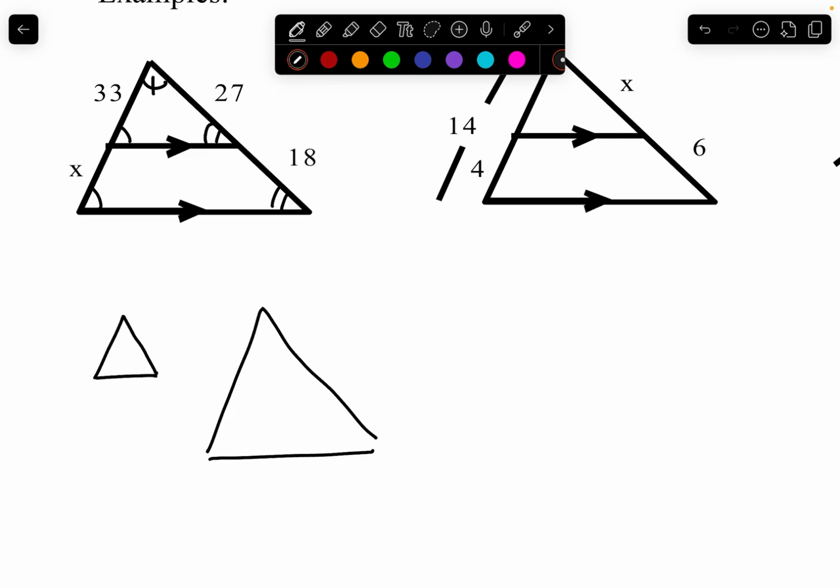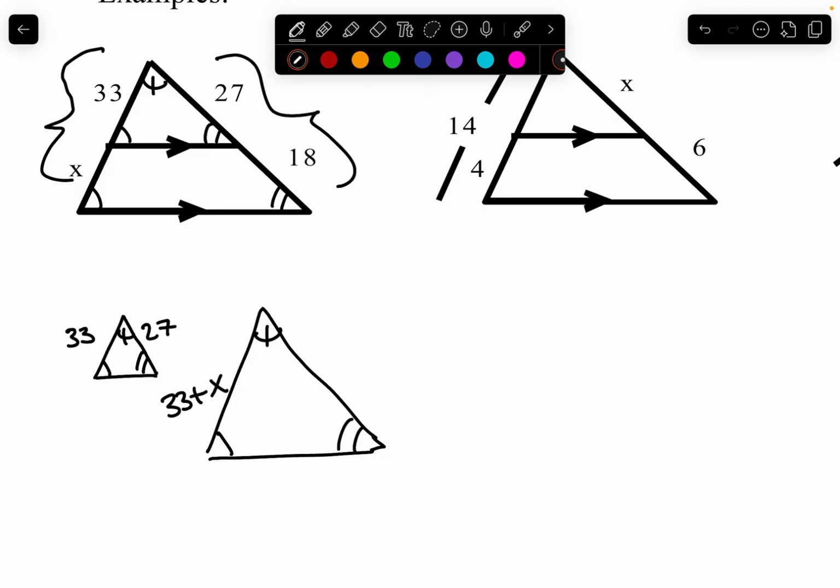So right now I'm looking at the top triangle, and every time I redraw these, I just draw these in the same order that they're given to me in. So this is going to be 33 and 27. But now I need to look at the full sides. So this big side over here will be 33 plus x. And then on the other side, I should know what this is off the top of my head, but I don't. I need a calculator. 27 plus 18 will get me 45.